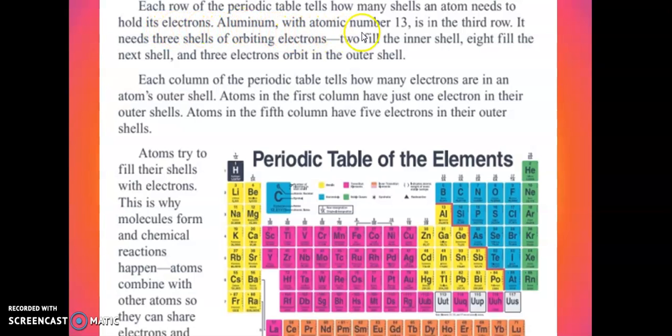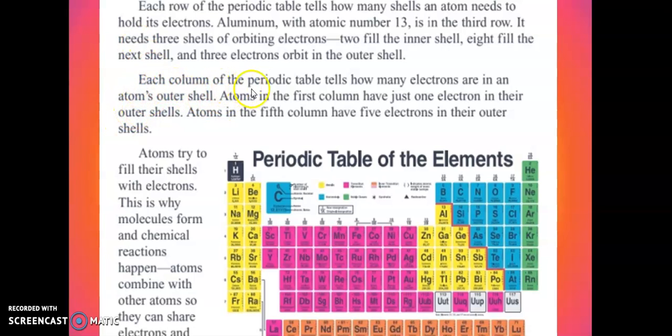Aluminium, for example, with atomic number 13, is in the third row. It needs 3 shells to hold its electrons: 2 fill the inner shell, 8 fill the next shell, and 3 electrons orbit in the outer shell. Okay, it's only the theory.